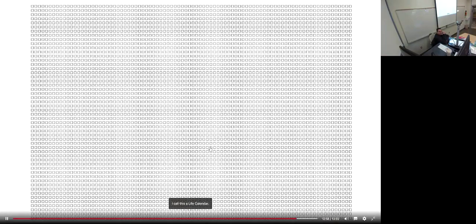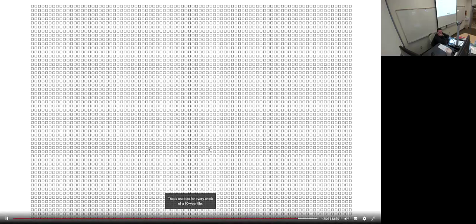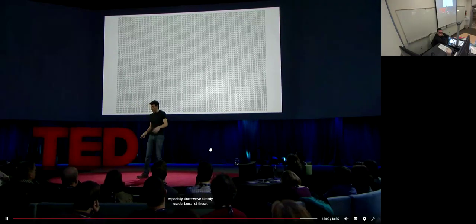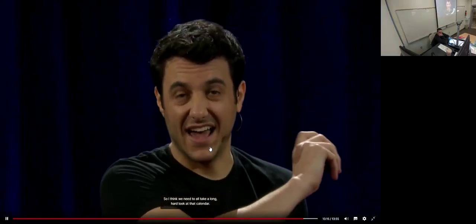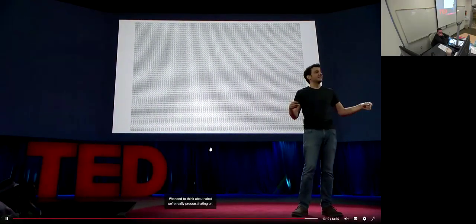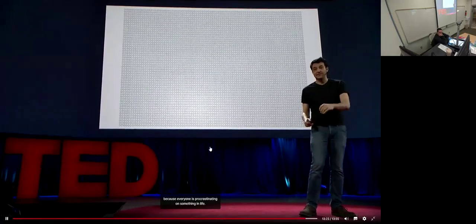Now, I want to show you one last thing. I call this a life calendar. That's one box for every week of a 90-year life. Not that many boxes, especially since we've already used a bunch of those. So I think we need to all take a long, hard look at that calendar. We need to think about what we're really procrastinating on, because everyone is procrastinating on something in life.